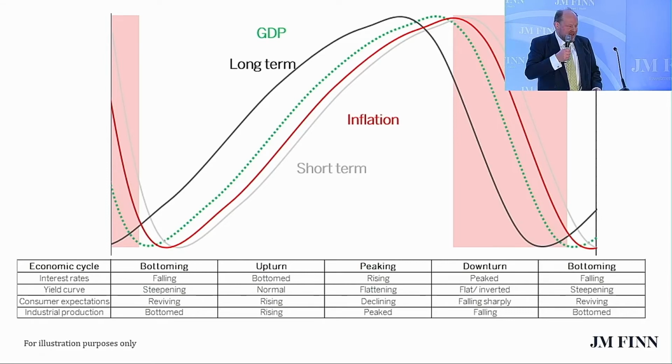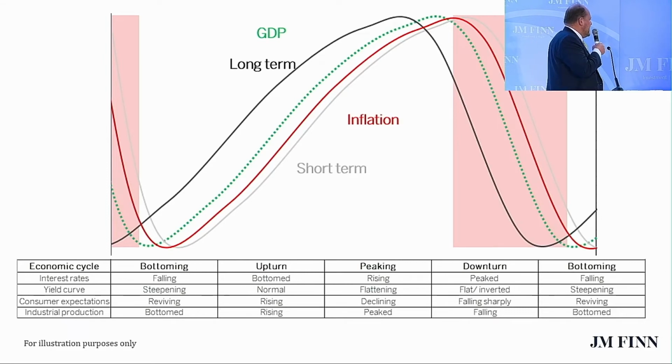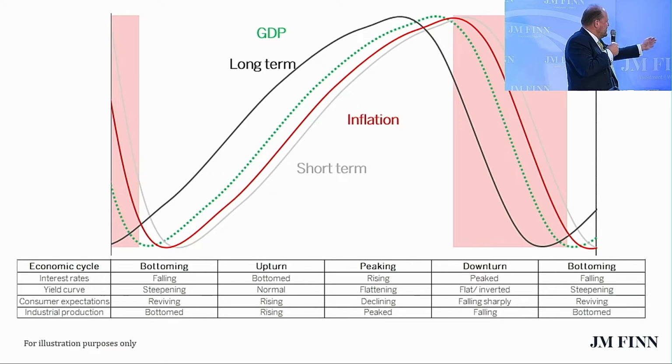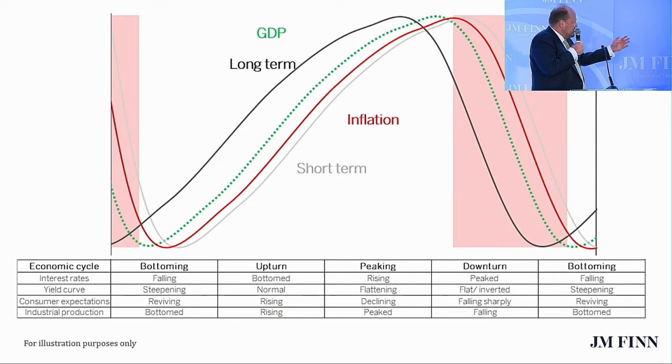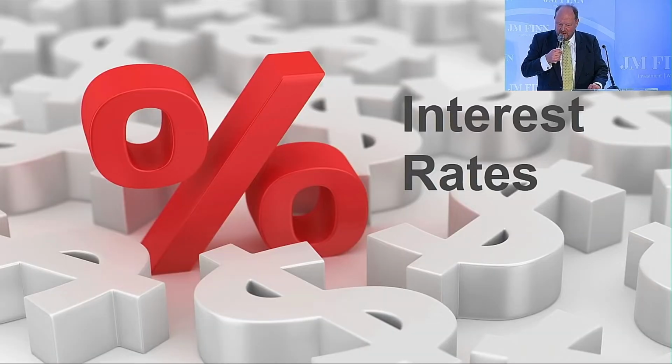Now, this is textbook theory, but at the bottom, you should be looking for falling interest rates, the yield curve starting to steepen, consumer expectations reviving, and industrial production bottoming. As you move into the next segment of the cycle, you've got interest rates clearly bottomed, the yield curve going normal, consumer expectations rising, industrial production rising, and so on. So you've got some markers to help you determine where you are in the cycle.